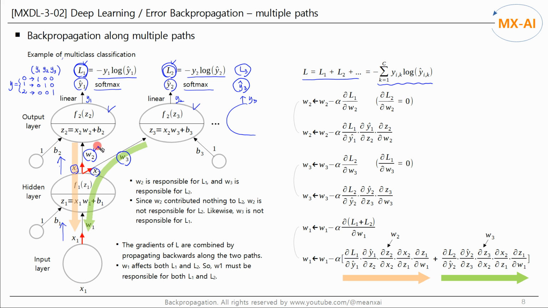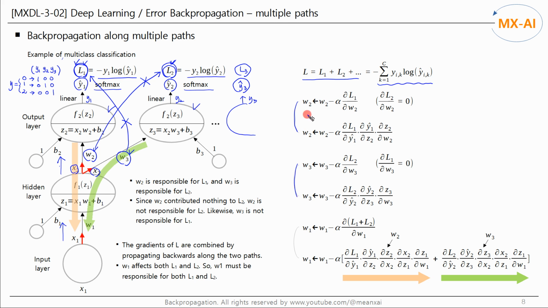If W2 is wrong, L1 increases, and if W3 is wrong, L2 increases. Since W2 contributed nothing to L2, W2 is not responsible for L2. Likewise, W3 is not responsible for L1. Therefore, W2 and W3 can be updated via backpropagation along a single path, as seen in the previous video.